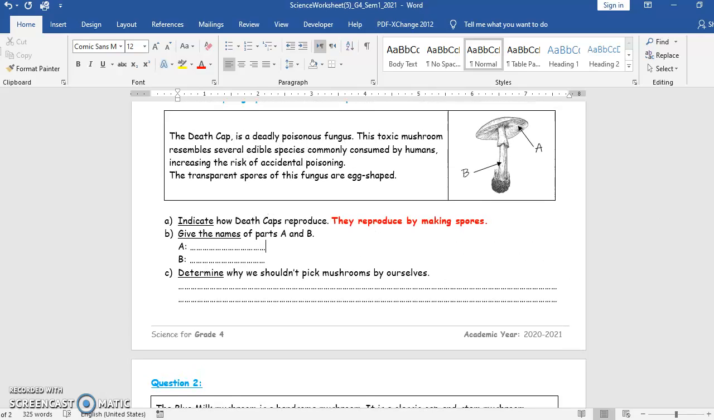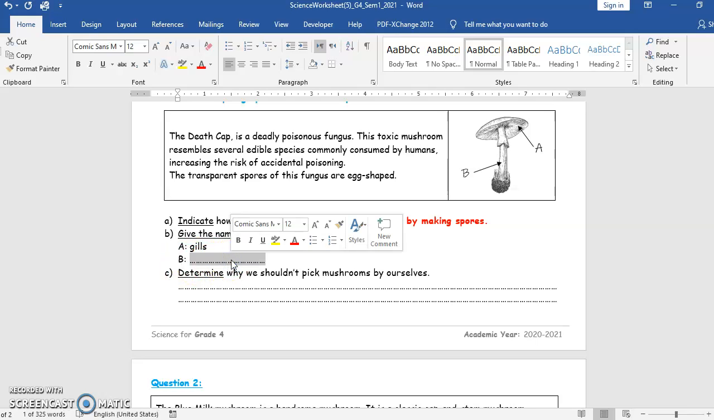Give the names of parts A and B. Different parts of a mushroom are the cap, which is the head, the upper part of the head, the gills, which are the inside of the head of the cap. We have the stipe, which is the stem of the mushroom, and the roots of the mushroom are called mycelial threads. So A is pointing to the gills of this mushroom, while B is pointing to its stipe or stem.